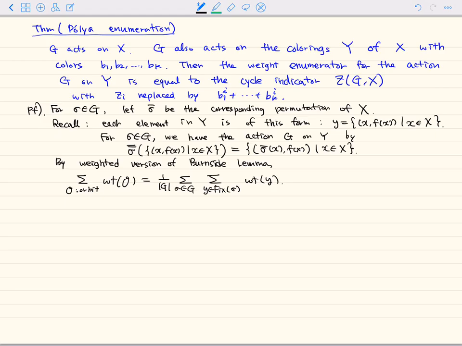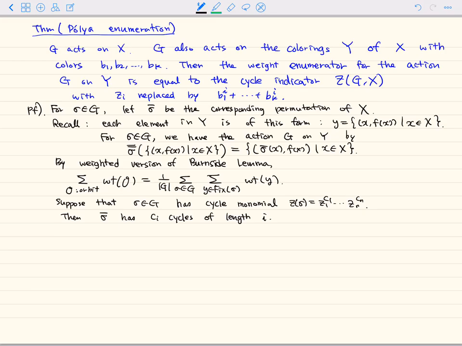Alright, so now suppose that sigma in G has a cycle monomial z1^c1 through zn^cn. Then what this means is that sigma bar, which is a permutation on x, has, by definition of the cycle monomial, ci cycles of length i, for i equals 1, 2, up to n.